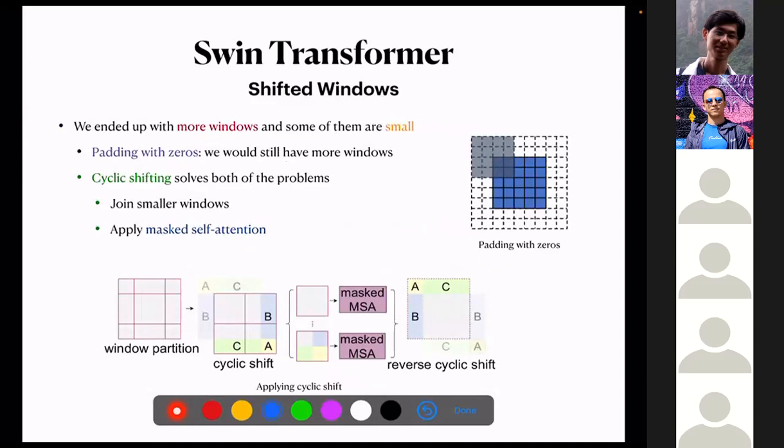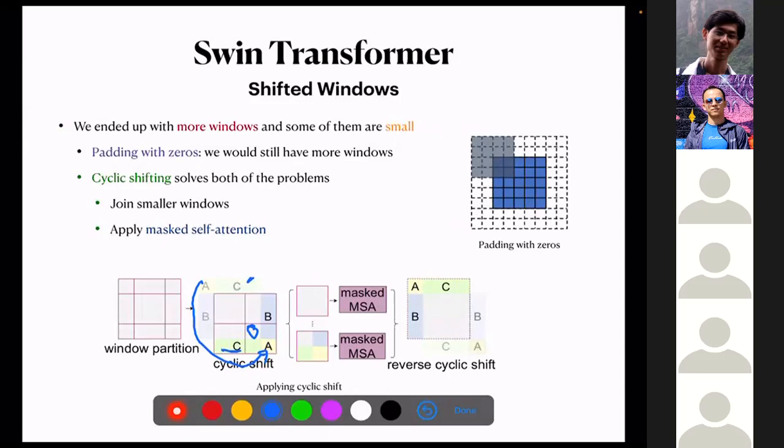What they suggest is to use cyclic shifting. This is like joining smaller windows into one full window, so that we have the same number of windows of the same size. Here you can see they moved this region and moved it under the output, so that now we have the lower windows of the grid filled with other small windows.